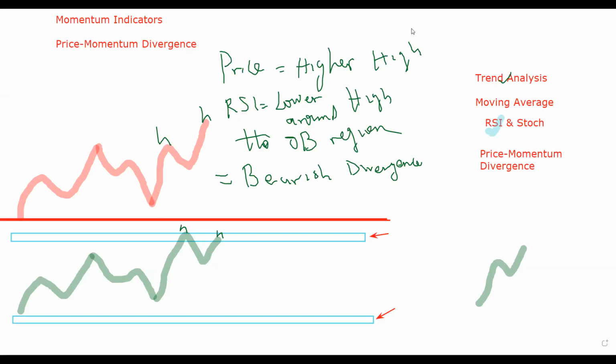Let me use another color. This one is up like this, and this one is what? Low. Higher high, lower high. Now that is what we call a bearish divergence, and it means a bearish signal.